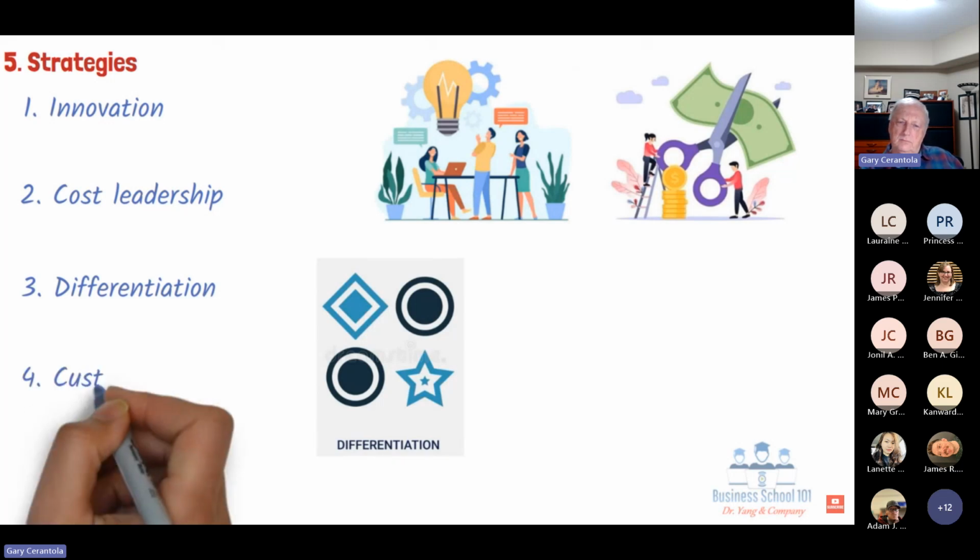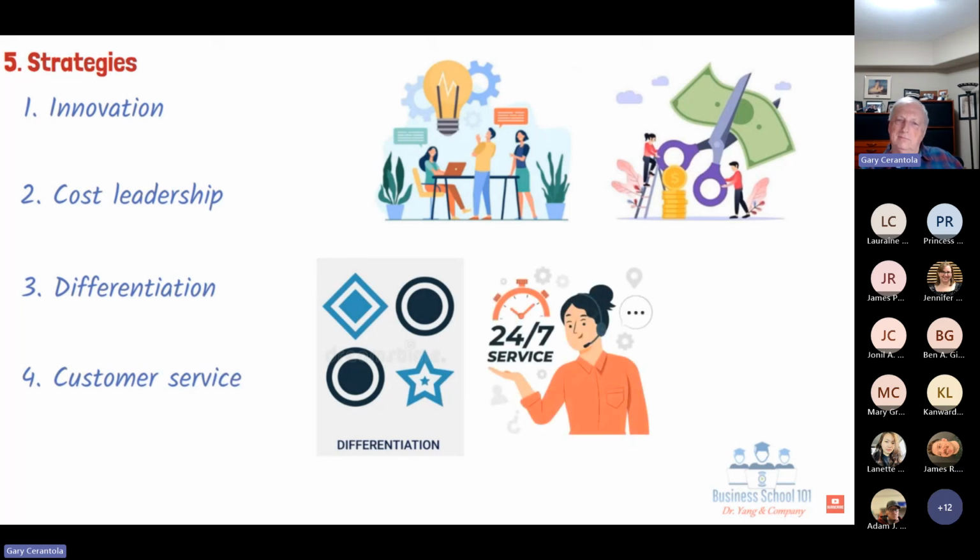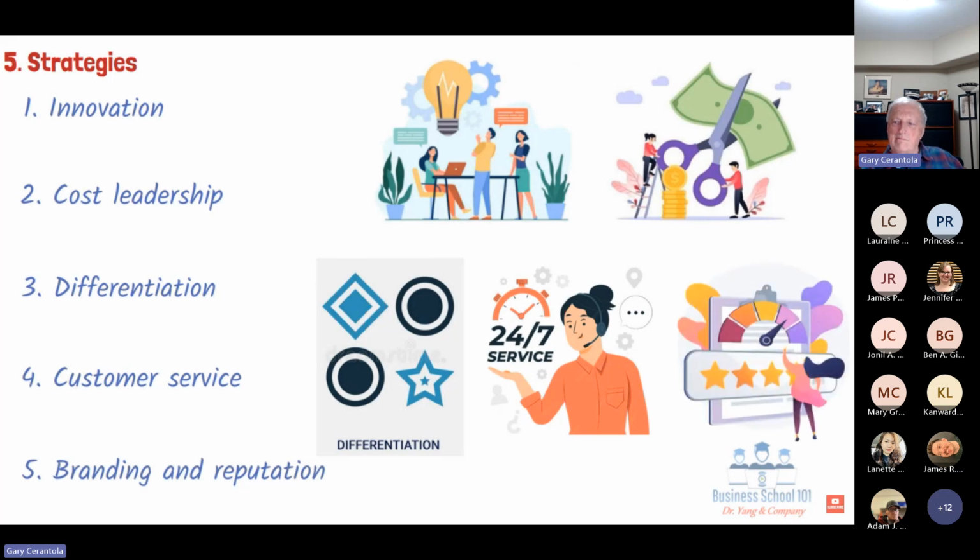Number 4. Customer service. Companies that are able to provide exceptional customer service can gain a competitive advantage by building strong relationships with customers and creating loyalty. Number 5. Branding and reputation. Companies that are able to build a strong brand and reputation can gain a competitive advantage by creating trust and recognition among customers.